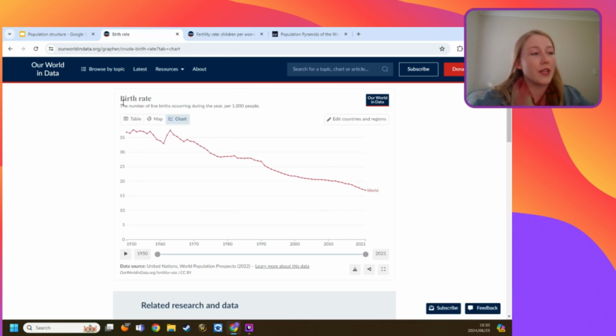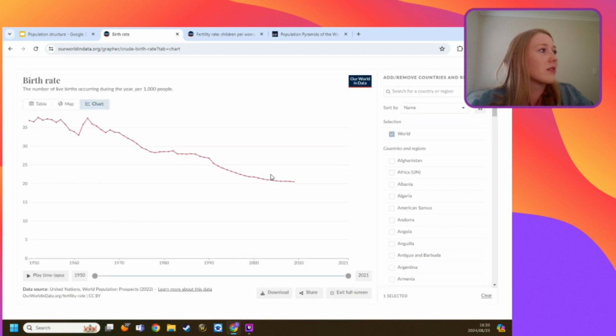Great. Okay, so remember birth rate is per 1,000 people. I don't think I can open this anymore. Maybe? There we go. So birth rate is per 1,000 people. I think this is the world. Yes, so this is worldwide.